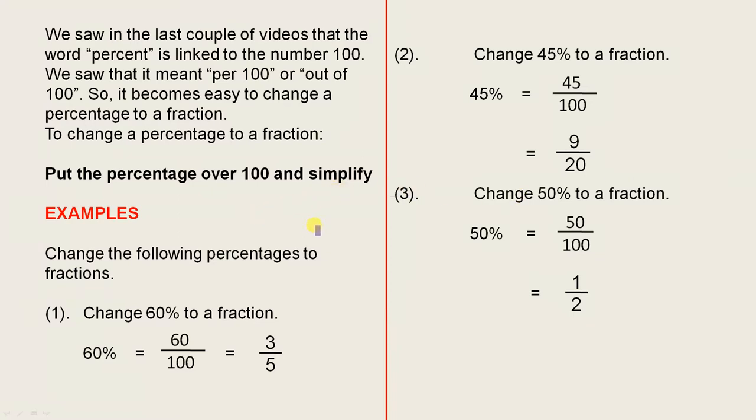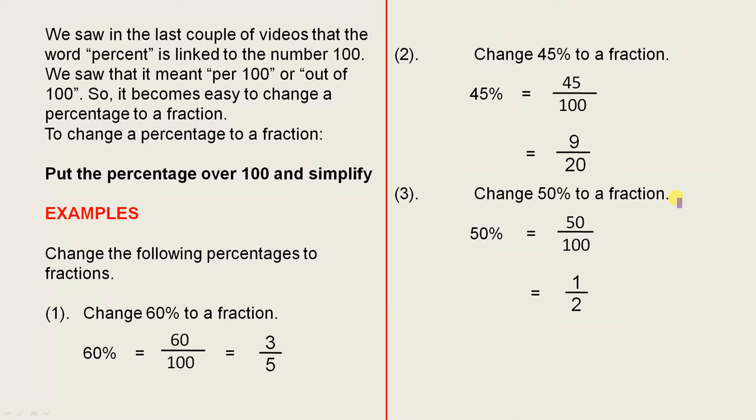Let's look at some examples. Change the following percentages to fractions. Number 1. Change 60% to a fraction. So 60% is 60 over 100, because that's what percent means. If you divide numerator and denominator by 20, that gives you 3 over 5. Change 45% to a fraction. 45% is 45 over 100. If you divide numerator and denominator by 5, that gives you 9 over 20.